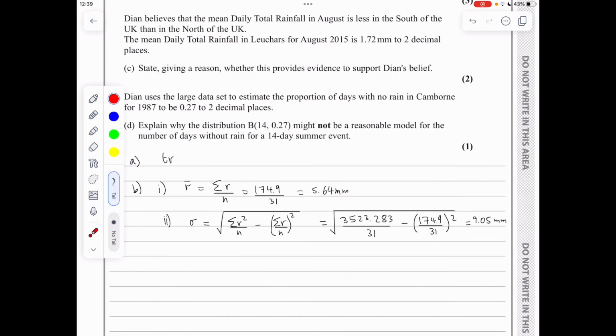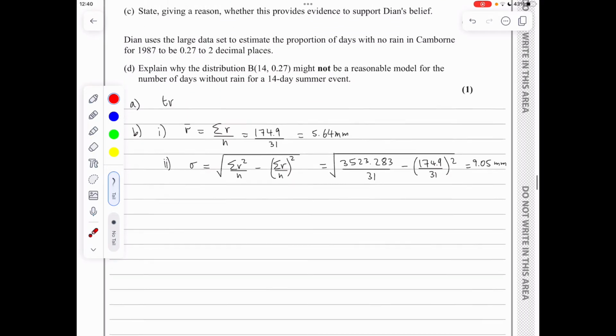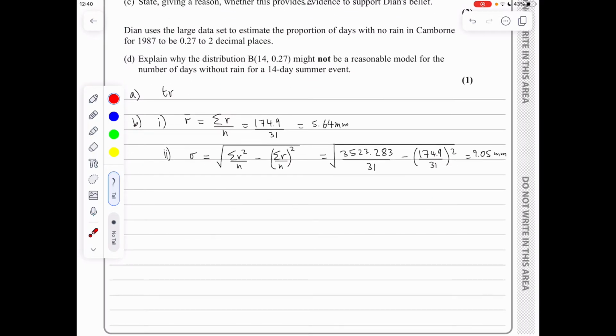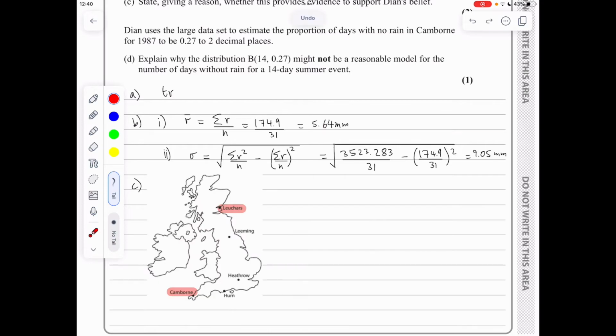We're then told that Diane believes that the mean daily total rainfall in August is less in the south than in the north of the UK, and the mean daily total rainfall in Lucharts for August 2015 was 1.72 millimeters. We need to state, giving a reason, whether this provides evidence to support their belief. It makes sense to recall the map of the UK together with the position of the different locations where the meteorological data is available. So this is what it looks like.